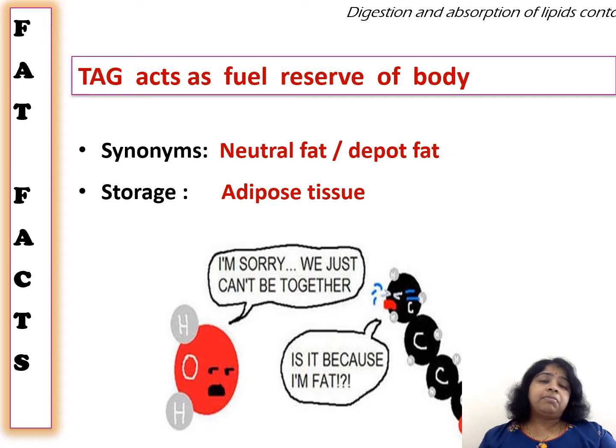Now, we know that for carbohydrates, the storage form of energy is glycogen. In the same way for lipids, the storage form is triacylglycerol, also called triglycerides. And this is what in layman's terms we call the fat depot. These are the various names for the form of lipid that we store in the body as reserve for energy purposes, and it is stored in the adipose tissue.